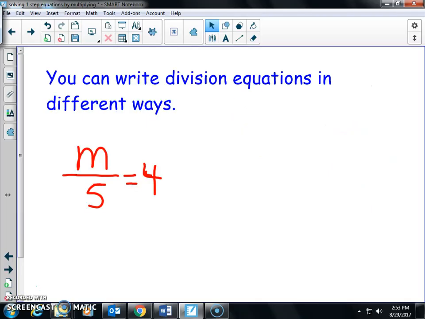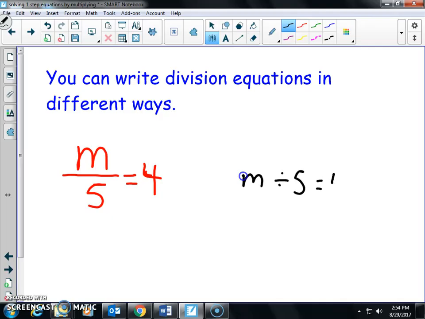So division equations can be written in a few different ways. If you look at this equation, it says m fraction bar 5. Well, if the fraction bar is too confusing to you, you could rewrite this same equation as m divided by 5 equals 4. Okay? The fraction bar just means divided by. So that's one way you could rewrite it.